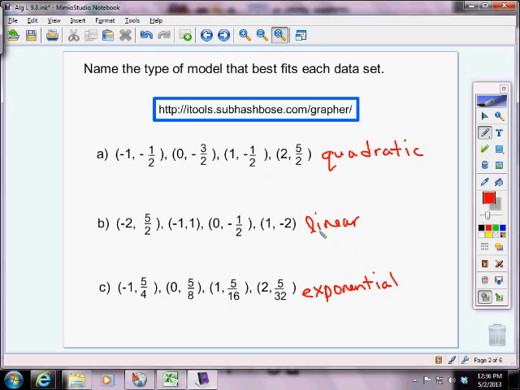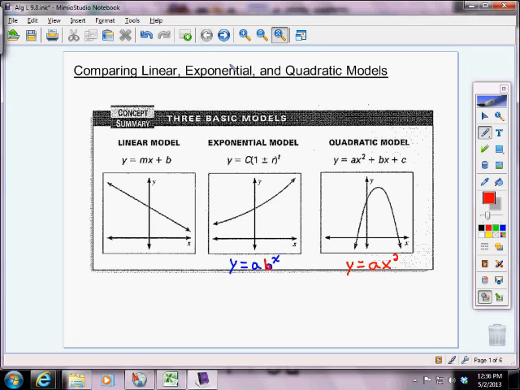These are the 3 types of models we're working with today. And in later examples, we're going to be actually writing equations or writing functions based on these models and based on the graphs we create.